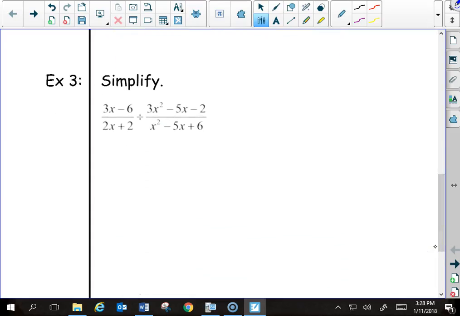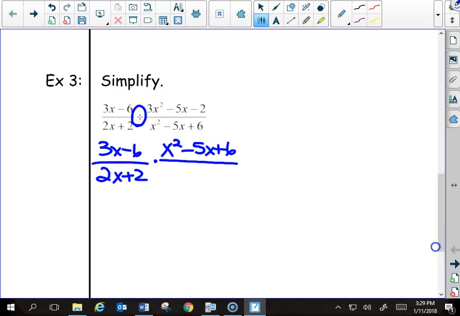All right, last problem, same idea, except I have division here. So the one thing I'm going to do to start this problem is turn that division into multiplication by flipping the second fraction. I'm just going to rewrite it all, and flip that second fraction. All right, now I'm going to start factoring, just like on the previous problem.